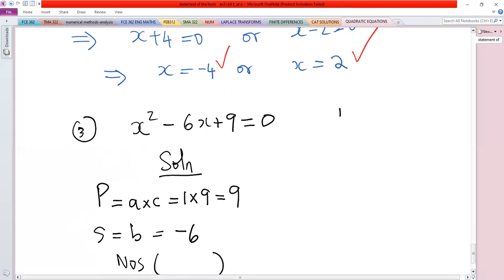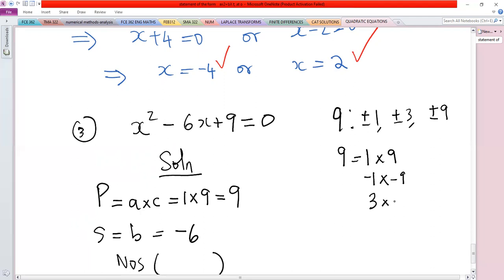So just write the value of your product 9 and list the factors. So you have plus or minus 1, plus or minus 3, plus or minus 9 itself. And then ask yourself, this 9 will be given by the product of which pairs? If I pick 1, I take it with 9. If I pick negative 1, I take it with negative 9. If I pick 3, I take it with positive 3. If I pick minus 3, I pick it with minus 3.